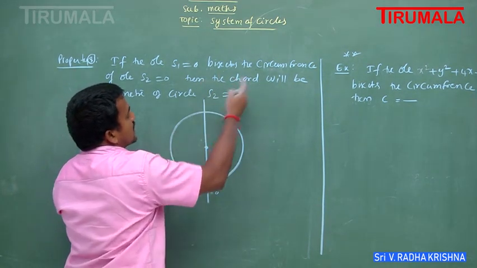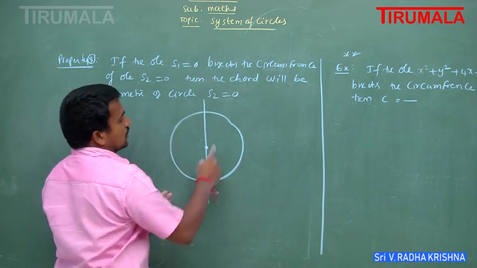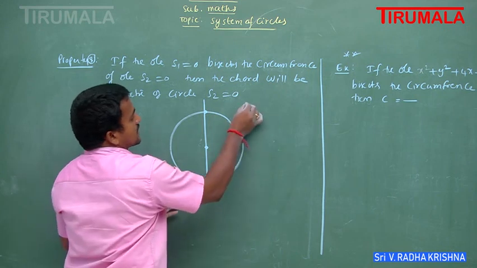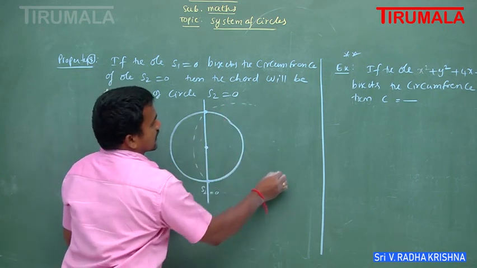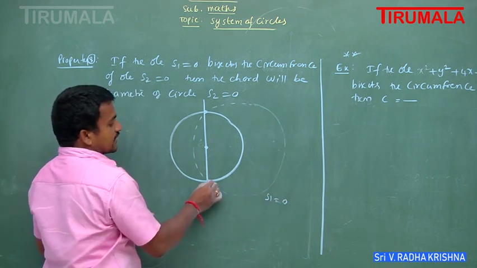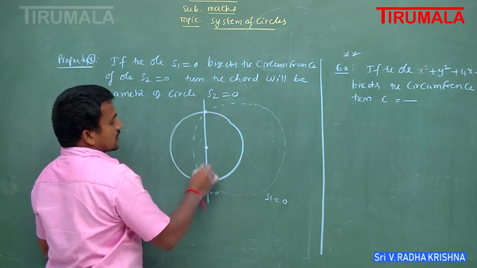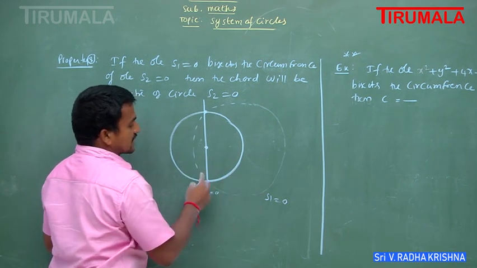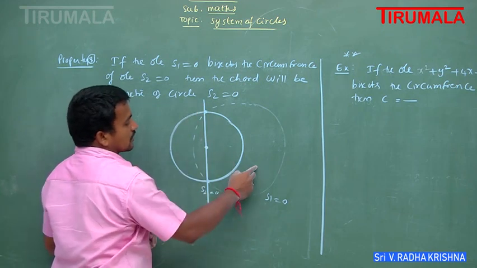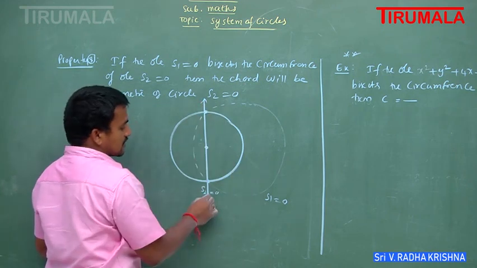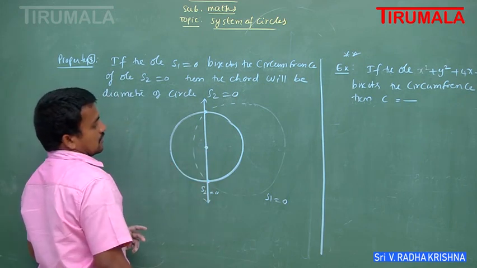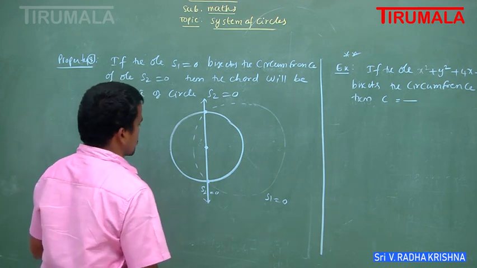So S1 bisects the circumference of the circle, so the S1 circle passes through the ends of the diameter. The diagram is like this; this is S1 equal to 0. So S1 bisects the circumference of the circle S2 equal to 0. Then the common chord of the two circles is the diameter of the circle. That means the center of the second circle lies on the common chord, which is also called the radical axis.